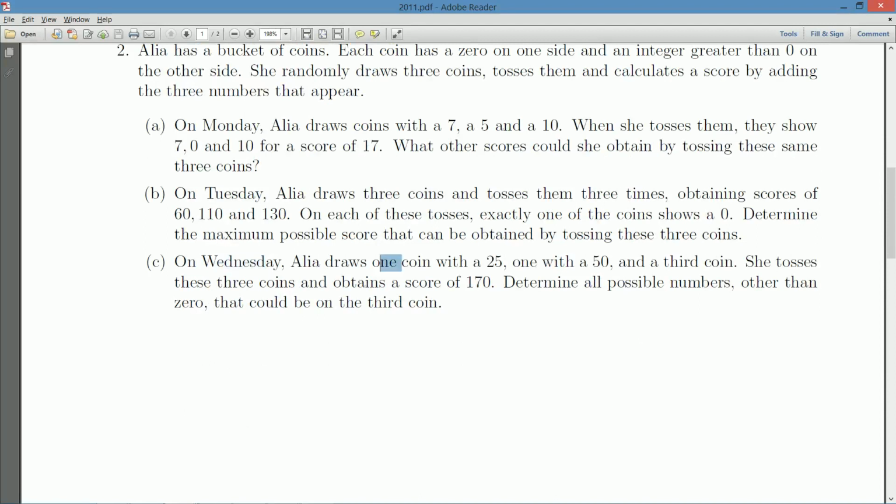On Wednesday, Aaliyah draws 1 coin with a 25 and 1 coin with a 50, and a 3rd coin. She tosses these 3 coins and obtains a score of 170. Determine all possible numbers, other than 0, that could be on the 3rd coin. So again, we don't know the value of this 3rd coin, so I'm going to give it a variable name. I'm going to call it X. You might want to call it D, because we had A, B, and C already. But brand new question, I'm going to call it X.